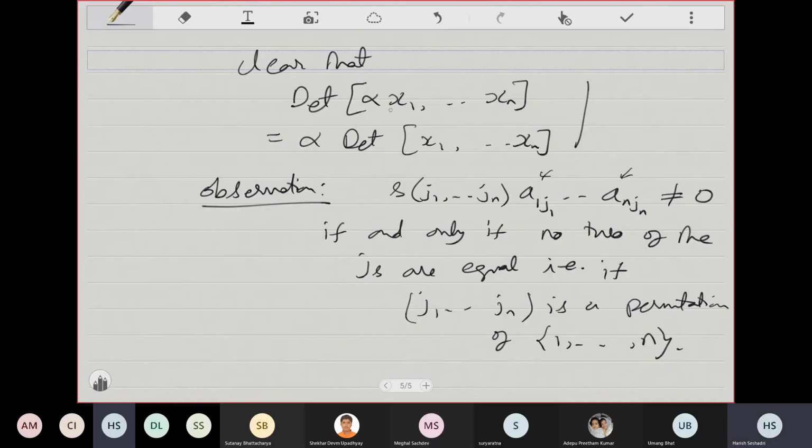So if I put an alpha in one of these columns, that alpha will come out for that particular element from that column. The others will remain as they are. So there won't be any higher powers of alpha.